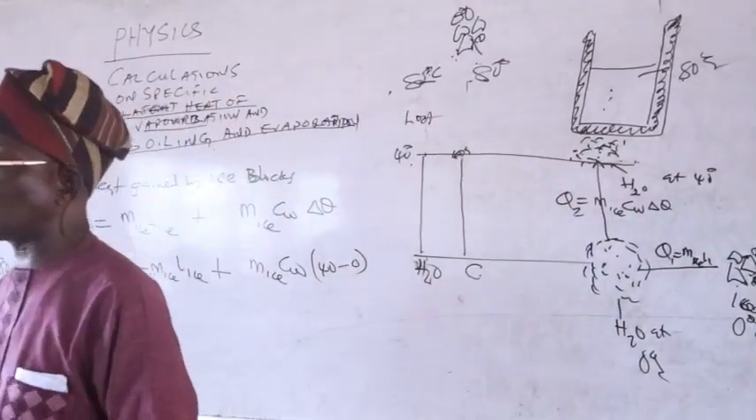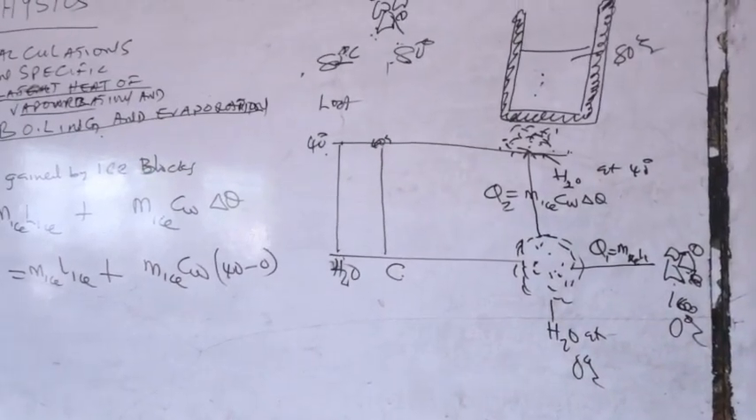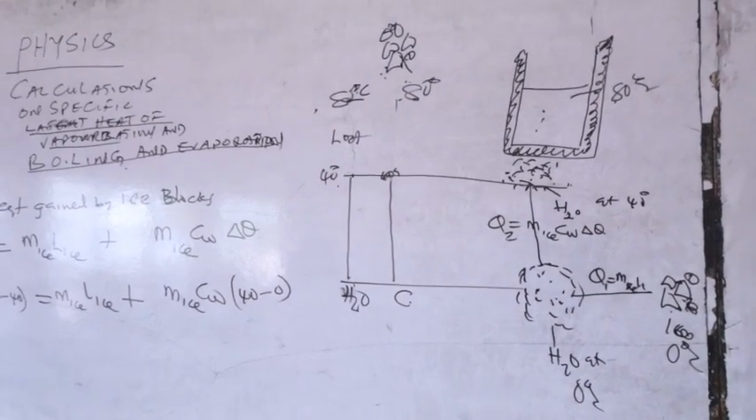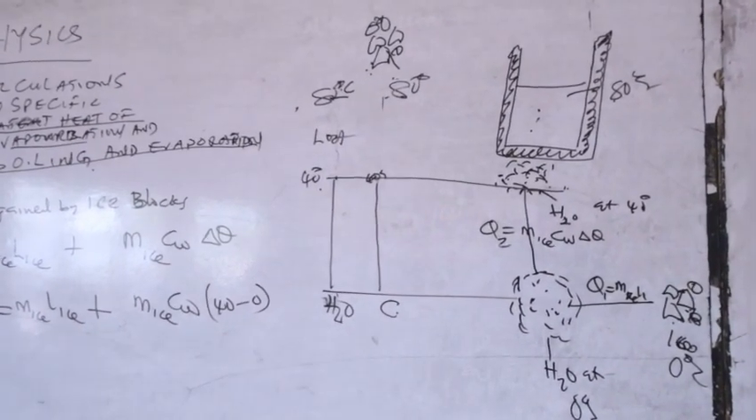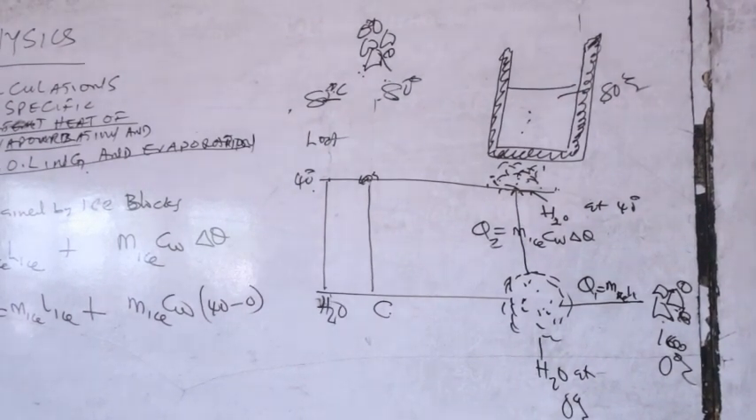and that container too, unless the examiner tells you that the container has negligible thermal capacity. Once you are told that it has negligible, that simply means the heat gain or loss by the container is very, very small, so you can ignore it. If the question says it has negligible heat capacity, that means you can ignore its loss or gain by the container. So when you are told in the question like that, you may not consider the container.